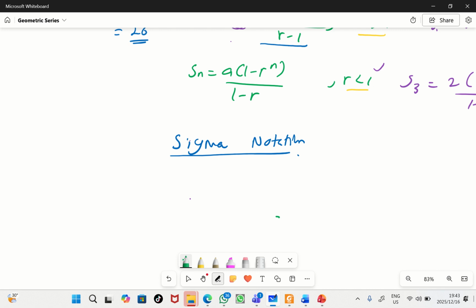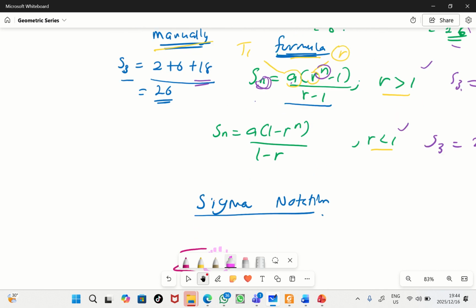Sigma notation always comes like this, loosely speaking. Sigma means we're adding, then this means the nth term of whatever series you're dealing with. We have the arithmetic series and the geometric series, but in this context we're dealing with a geometric series. So in place of Tn, you're going to put the general term of the sequence.